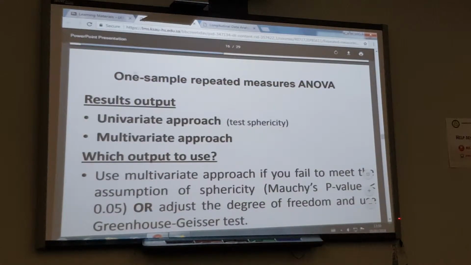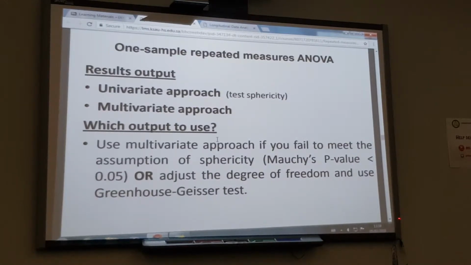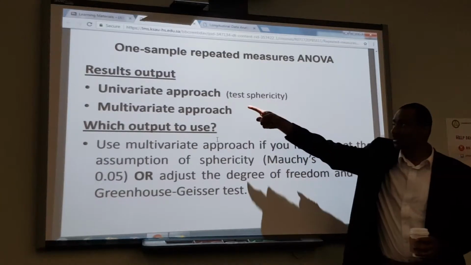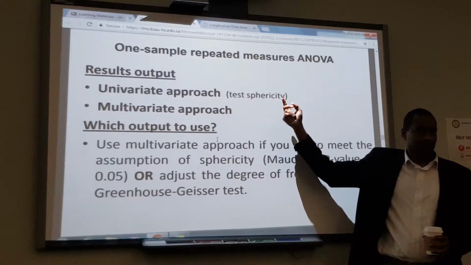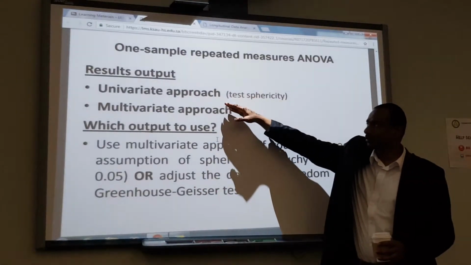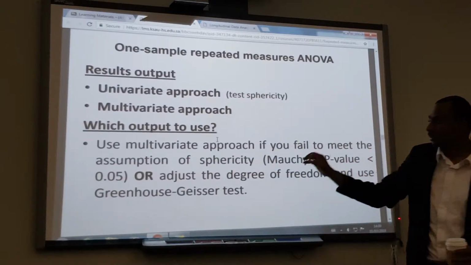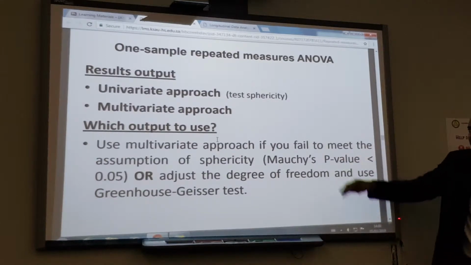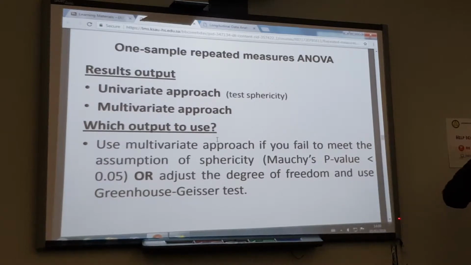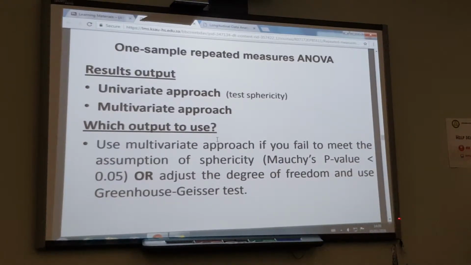How do we explain the finding? In one sample repeated measures, you get 2 outputs. One is called univariate approach, the other one called multivariate approach. So always for the ANOVA test, with sphericity assumptions, you have to look at the univariate approach. Okay? For which output must I use, univariate or multivariate? Which one to use depends on the sphericity test. So use multivariate approach if you fail to meet the assumption of sphericity. That means you have a small p-value of Mauchly's. Then you can use the multivariate approach or adjust the degrees of freedom and use Greenhouse-Geisser test.